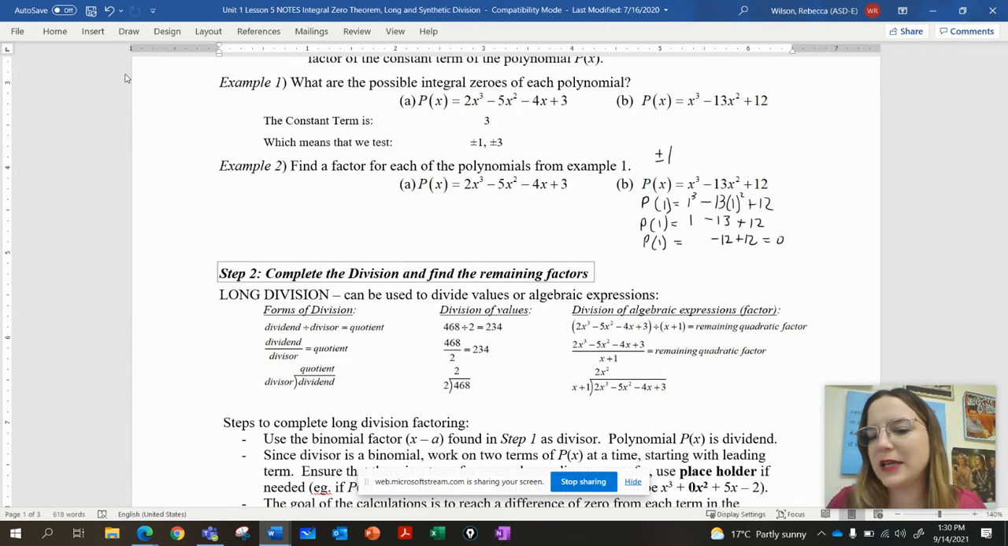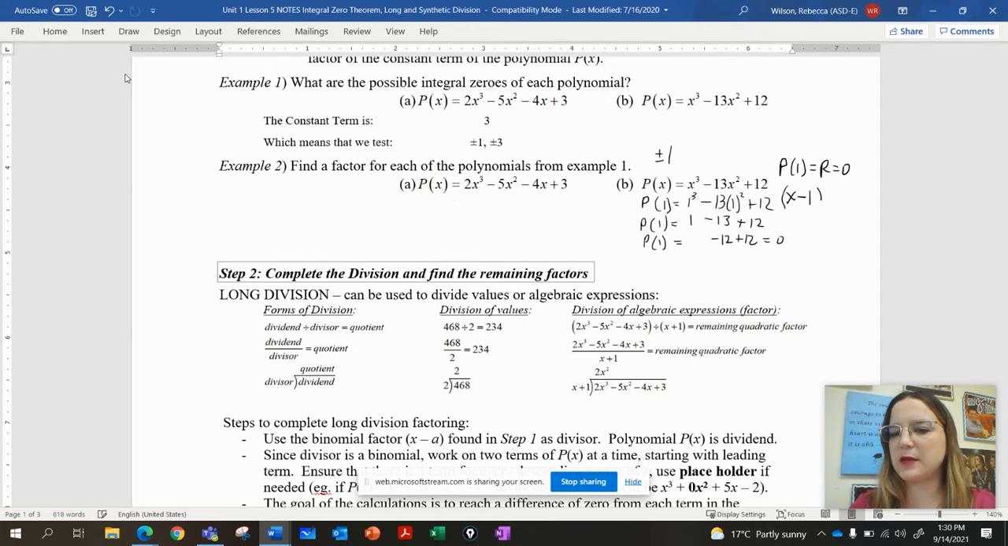So a factor of 1 gives me the remainder of 0. If the factor that I'm plugging in is 1, what is my binomial factor? X minus 1. Good. So x minus 1 is going to be the factor that I use here. All right, flip your page to the back side.